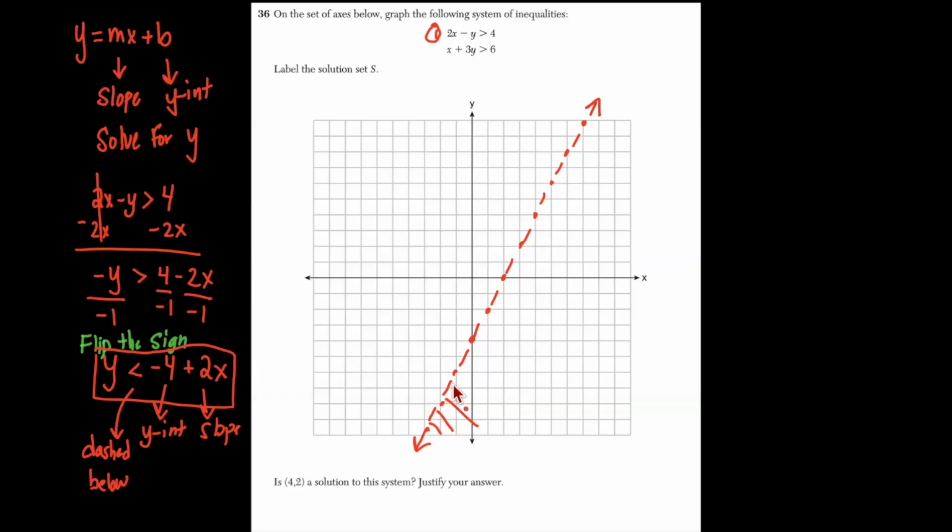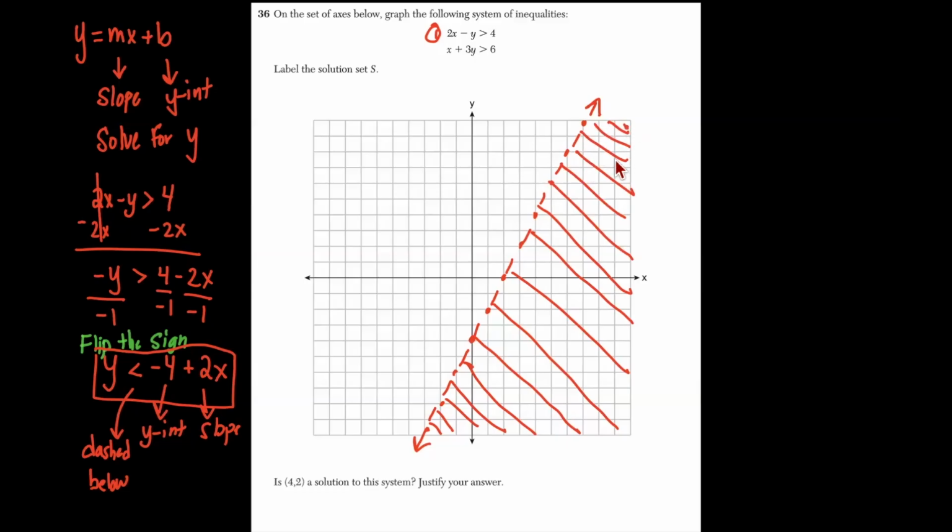Again, I like to draw these somewhat perpendicular lines to indicate my shading. Try and be somewhat consistent. This could definitely be neater, but it gets the job done, right? Maybe add a couple of lines in between here. It does not have to be perfect. I've seen graphs that are way worse than this. Now, also, we label this. So this here is y is less than -4 plus 2x. Halfway done.